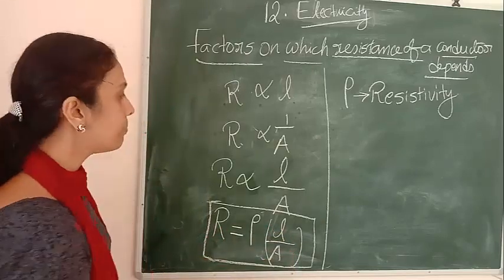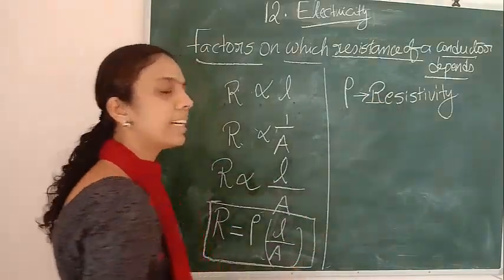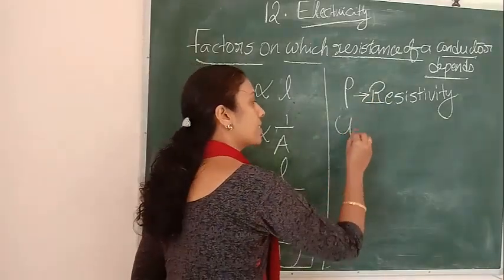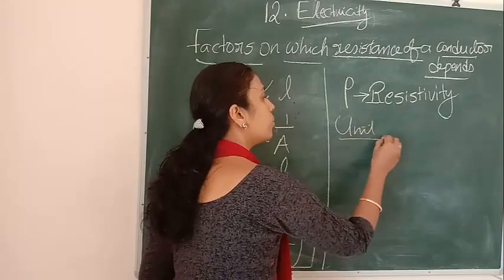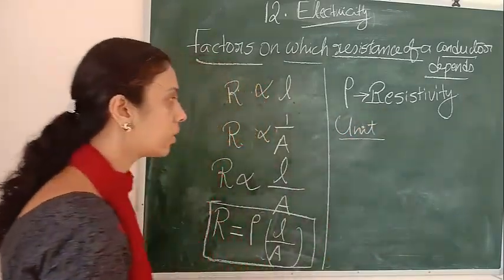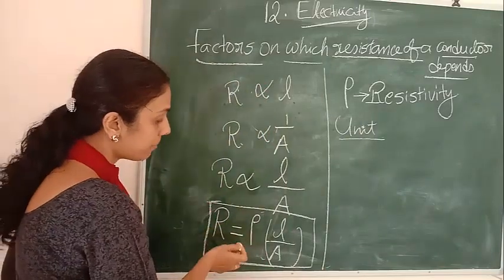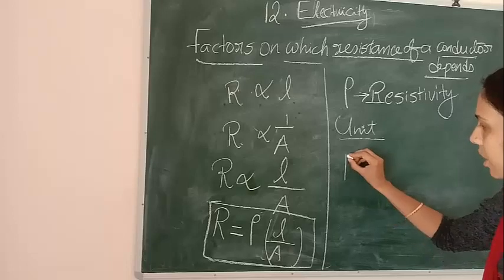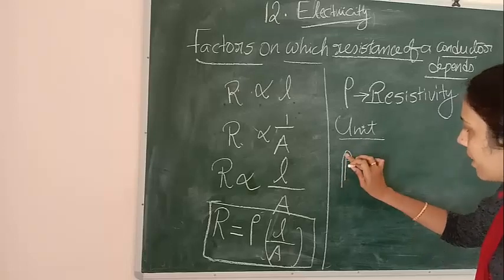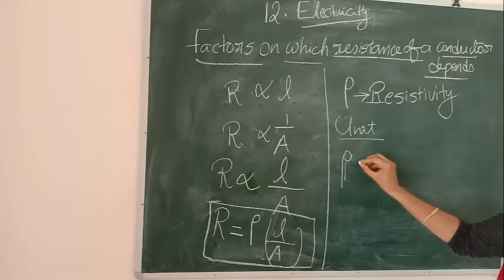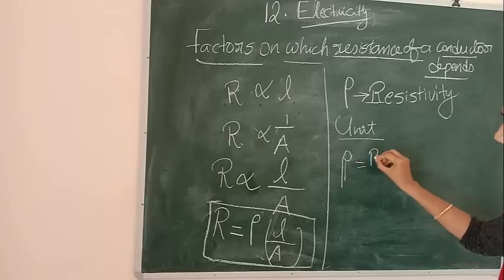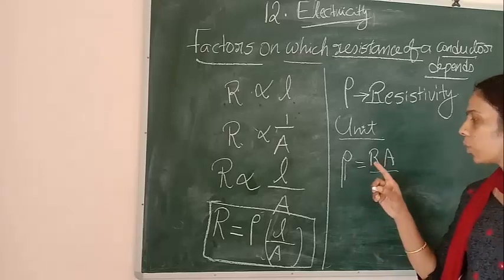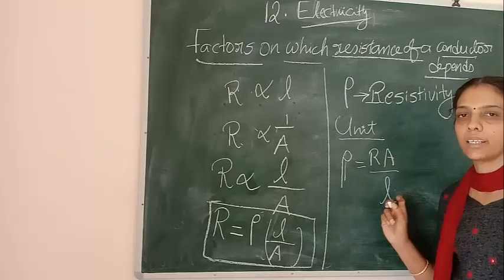Okay, clear? Now, we are considering the resistivity. What is the unit of resistivity? How can we find it out? From this equation, R equals rho into L by A, can you tell me what resistivity is? Rho equals R A by L. Isn't it? Rho equals R A divided by L.